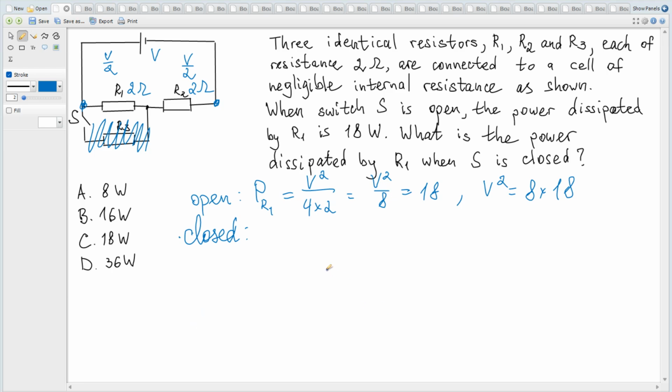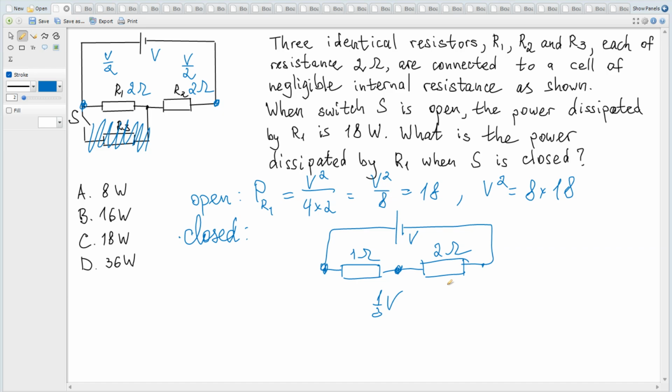So we can consider R1 and R3 as one component of resistance 1 ohm, and R2 of resistance 2 ohms, and the potential difference provided by the cell is the same V. And now two components in series divide V in the ratio 1 to 2, so the potential difference across these two points is 1/3 of V, and across R2 is 2/3 of V. We know that in parallel the potential difference is the same, so the potential difference across R1 is V over 3.